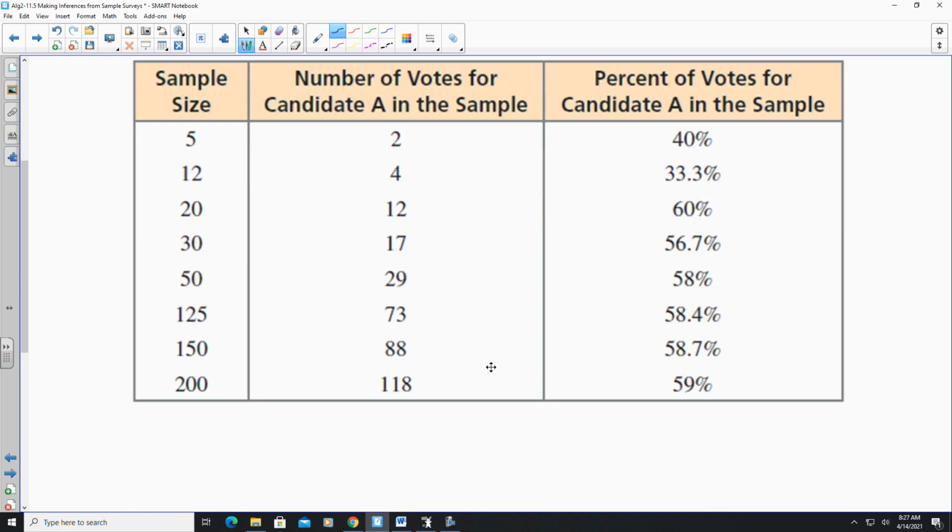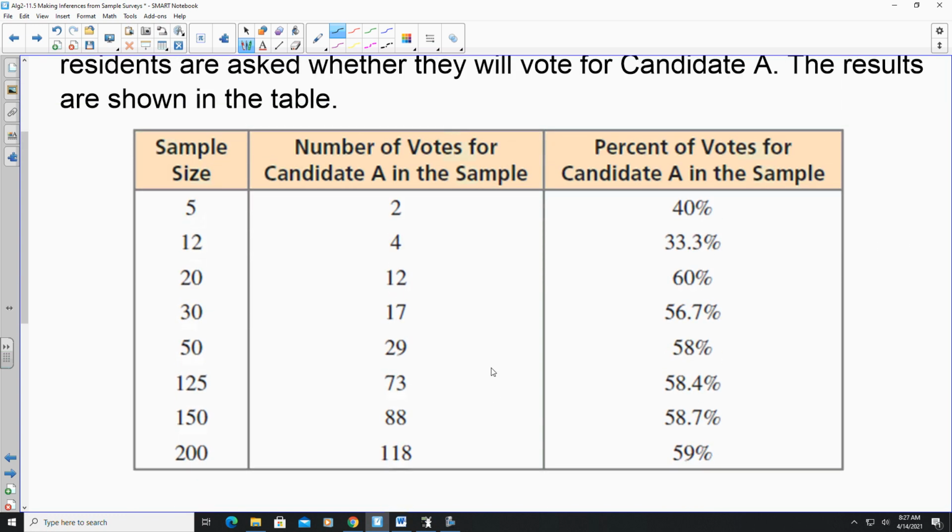So if you look here, one individual talked to 5 people. 2 of them said they voted for candidate A, which then gave you a percentage. And then someone else surveyed 150 people, and 88 people voted for candidate A. So again, it's just taking the number of people that voted for candidate A divided by the number of people that they surveyed, and that's where they get this percentage at the end.